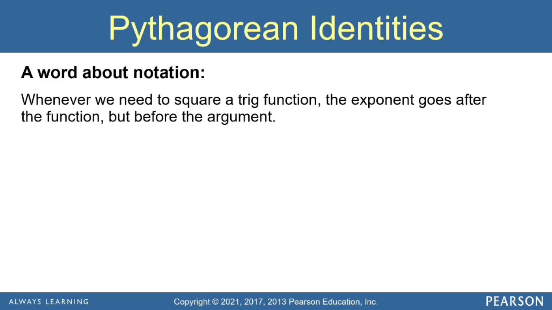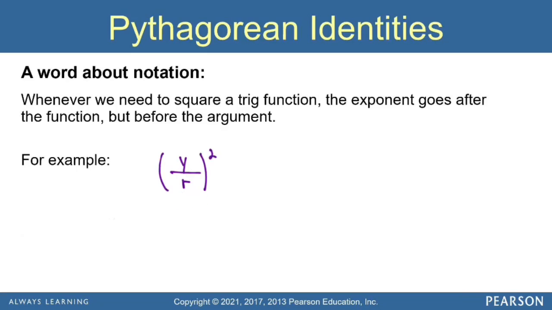And now we're going to look at another set of identities called the Pythagorean identities. They're called the Pythagorean identities because they're based on the Pythagorean theorem. And so, of course, there are going to be squares involved. And so I need to show you how to write a squared trig function. Whenever we need to square a trig function, the exponent is going to go after the function, but before the argument, before the angle. So, for example, we know that y over r represents sine.